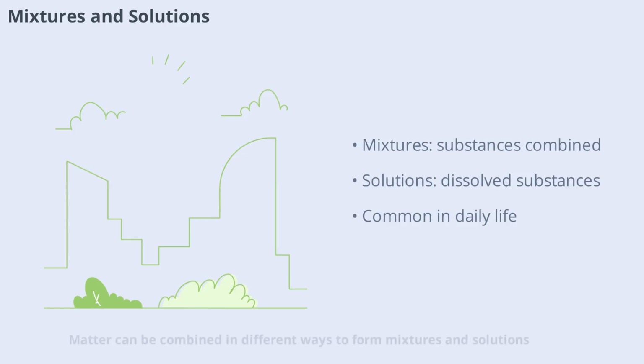Matter can be combined in different ways to form mixtures and solutions. A mixture is a combination of two or more substances that keep their own properties, like sand and salt. A solution is a special type of mixture where one substance dissolves in another, like sugar and water. These combinations are everywhere, from the air we breathe to the food we eat. Understanding mixtures and solutions helps us separate and create new material.